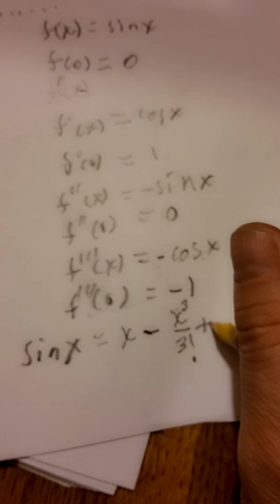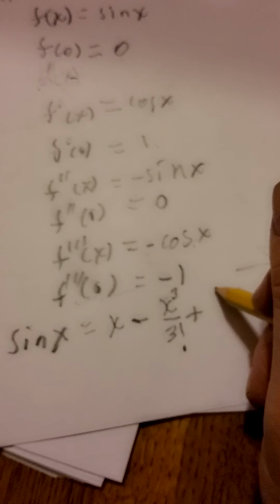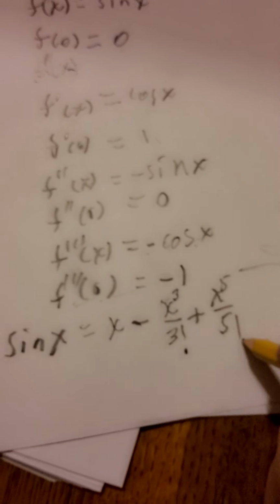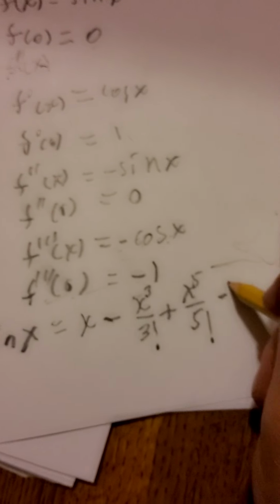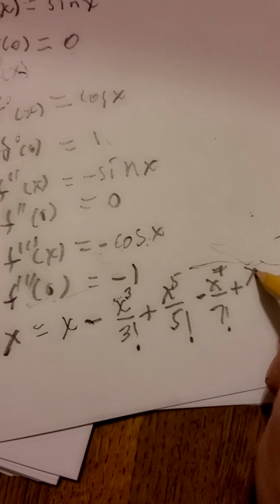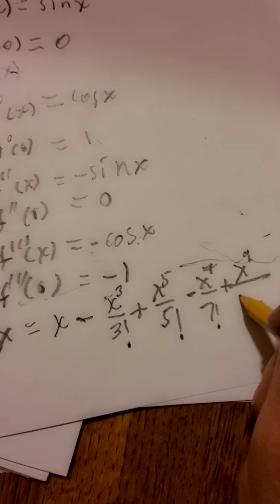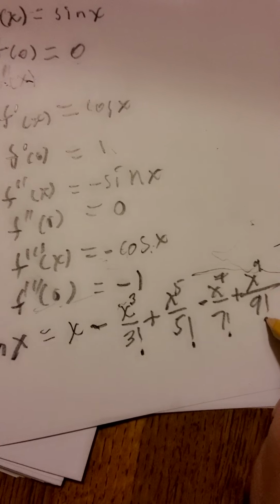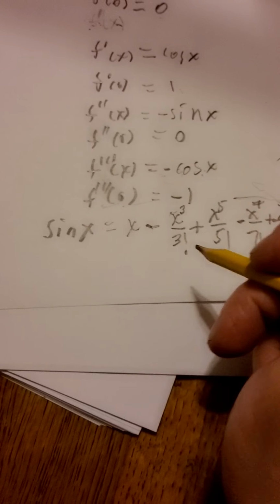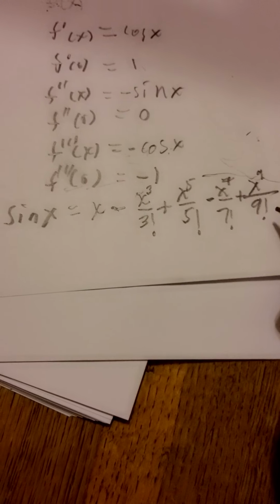So what's going to be the next one? Next one's going to be positive x to the 5th over 5 factorial. And if you want to expand it out, minus x to the 7th over 7 factorial plus x to the 9th over 9 factorial. So that's how you derive the Taylor series for the sine function.